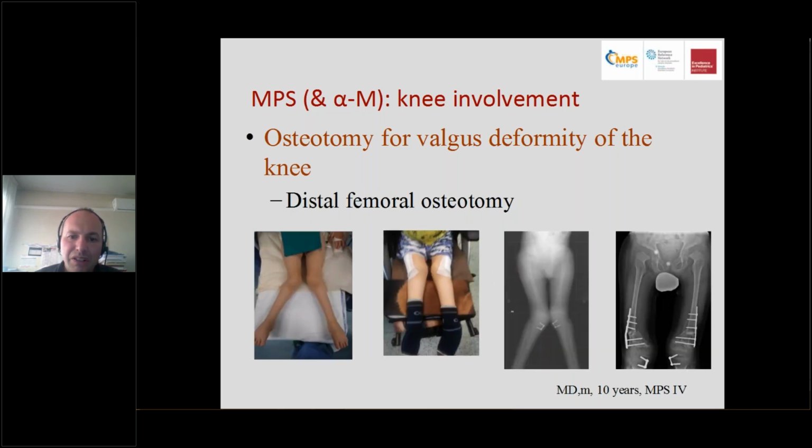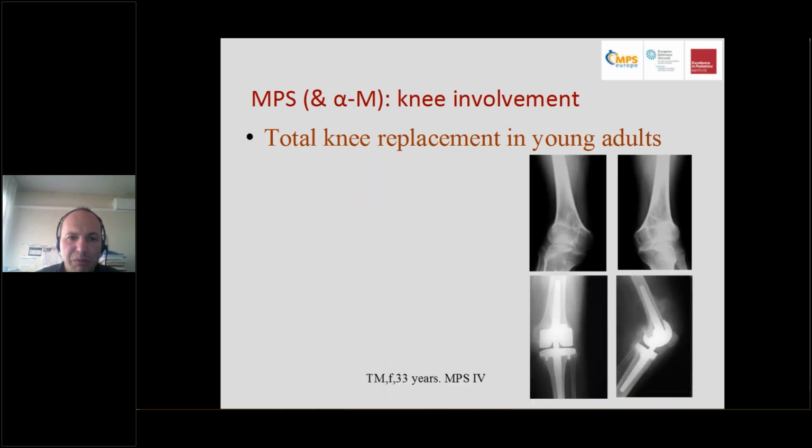Also, the correction can be done with the classical osteotomy when the deformity is very severe, like in this case of Morquio syndrome, age 10, because of the severity of the deformity. There was no room for hemiepiphysiodesis, so I had to perform a distal femoral osteotomy. Later on, they can develop a knee arthritis and so on. And so they ask for a total knee replacement, like I showed you for the hip joint.